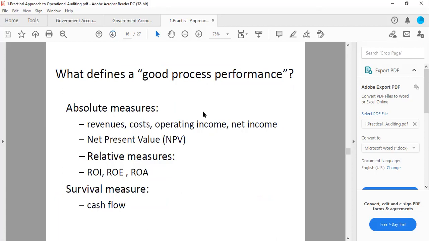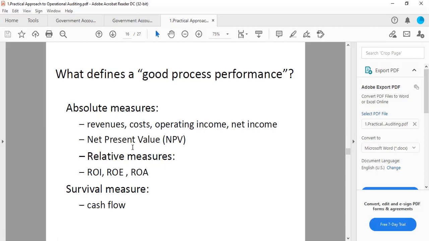What defines good process performance? Here are our absolute measures and our survival measure. In terms of absolute measures, these are the items which, if we make use of them, we would be able to say absolutely that this is a good process or the performance is good. So if we look into revenues greater than costs, which would result in higher operating income, and operating income higher than interest expenses and taxes, we would have higher net income as well. So we have good process performance.